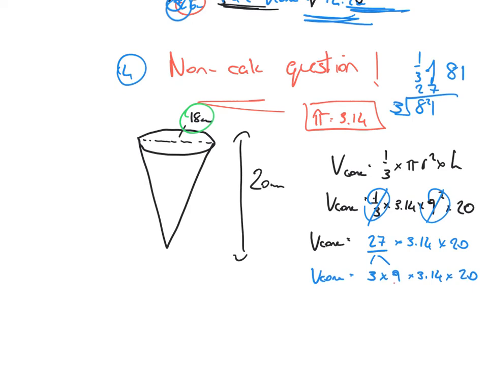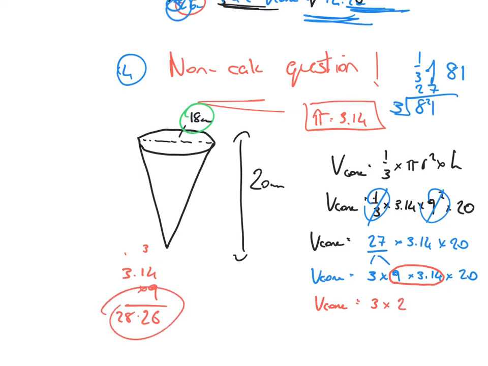What I could now do is take care of the 9 times 3.14 bit at the side. Okay, line up the decimal point. 9 4s are 36, 6 down carry 3, 9 1s are 9, plus 3 is 12, 2 down carry 1, 9 3s are 27, plus the 1 is 28. So now I've got 3 times 28.26 times 20. It's important at this point just to take your time.